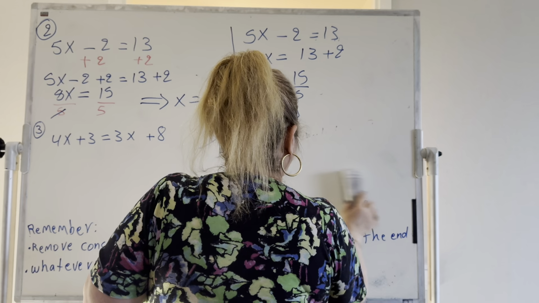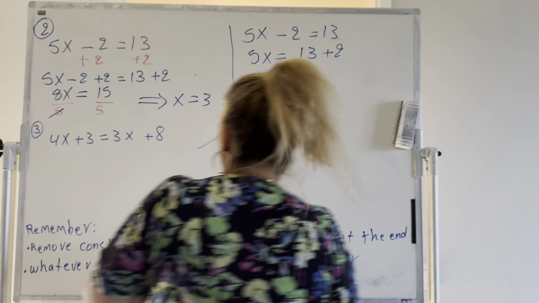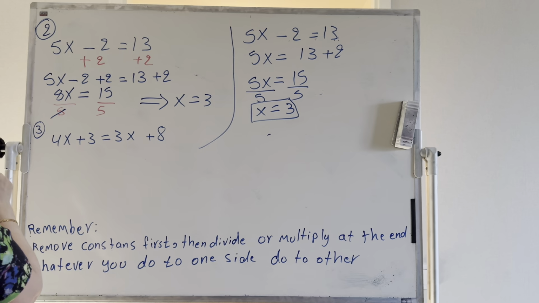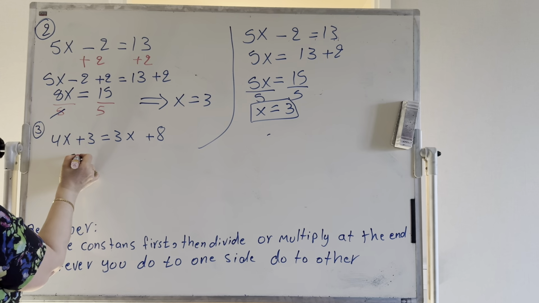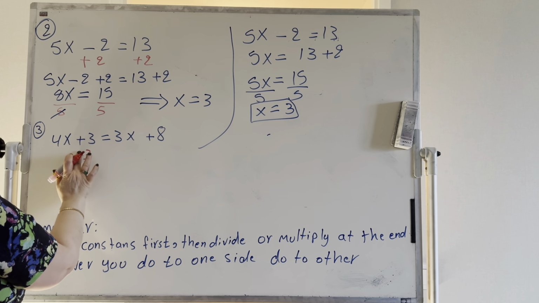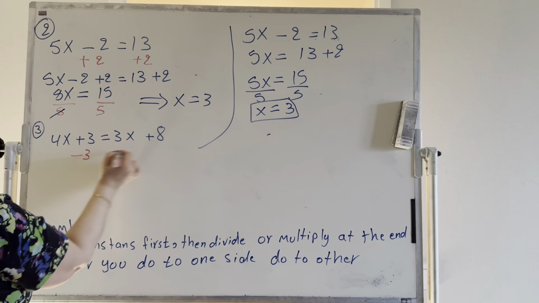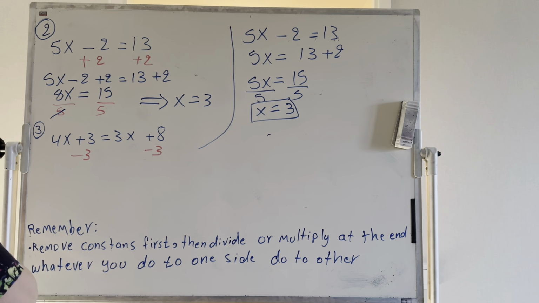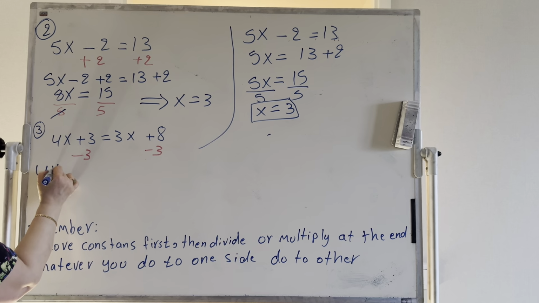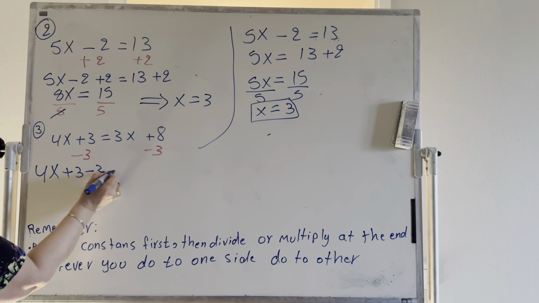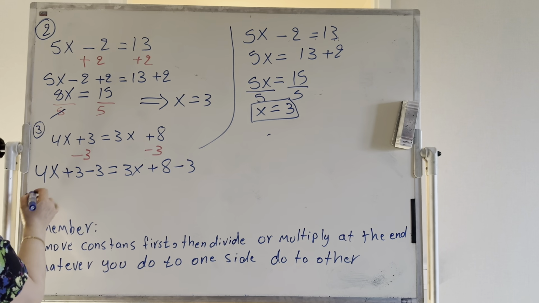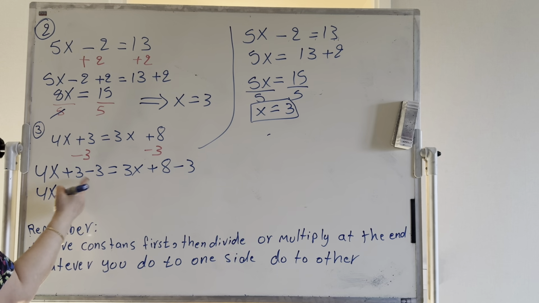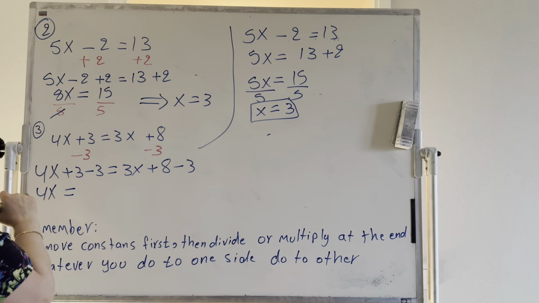The third example: 4x plus 3 equals 3x plus 8. I will move 3 to the other side, or I will subtract 3. I have plus 3, so minus 3 on both sides. I will get 4x plus 3 minus 3 equals 3x plus 8 minus 3. 4x plus 3 minus 3 equals 0, so these terms equal 0 together.